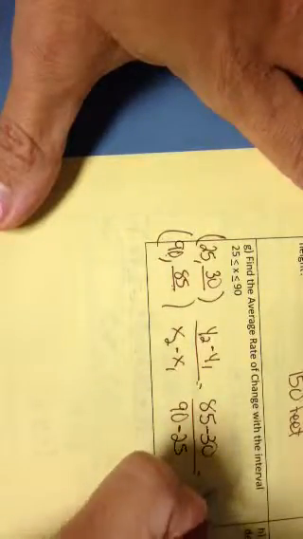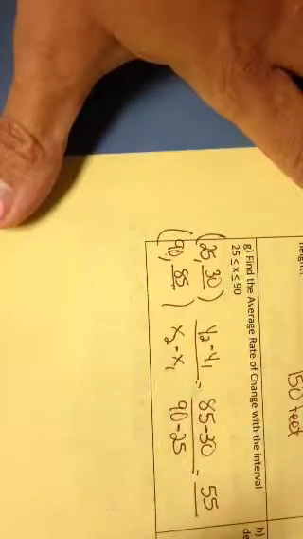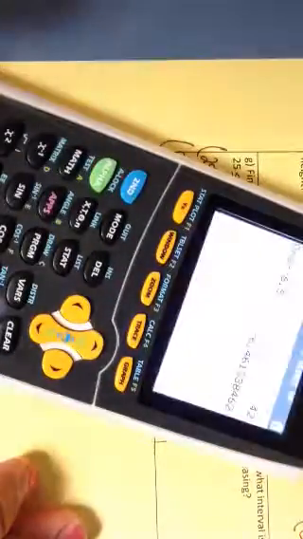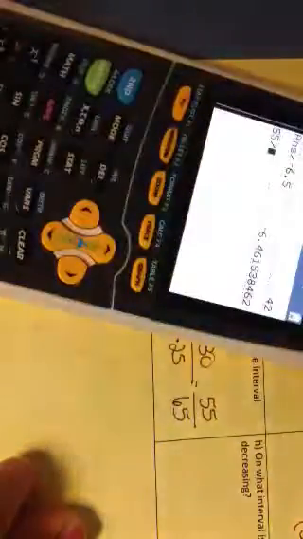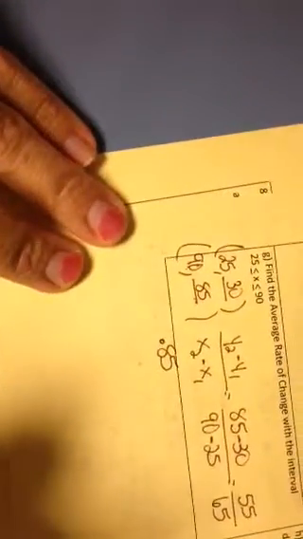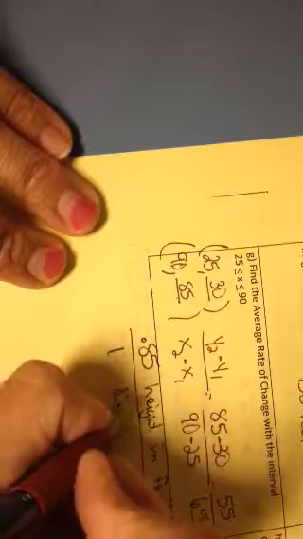So 85 take away 30 is 55, 90 take away 25 is 65, right? And now I'm going to get this down to 1 in the denominator. So I'm just going to turn on my calculator and do 55 divided by 65, and it's 0.85 is how I'm going to round it. And again, what that means in context of the situation is 0.85 is y. Y was the height. And the 1 in the denominator is the distance.